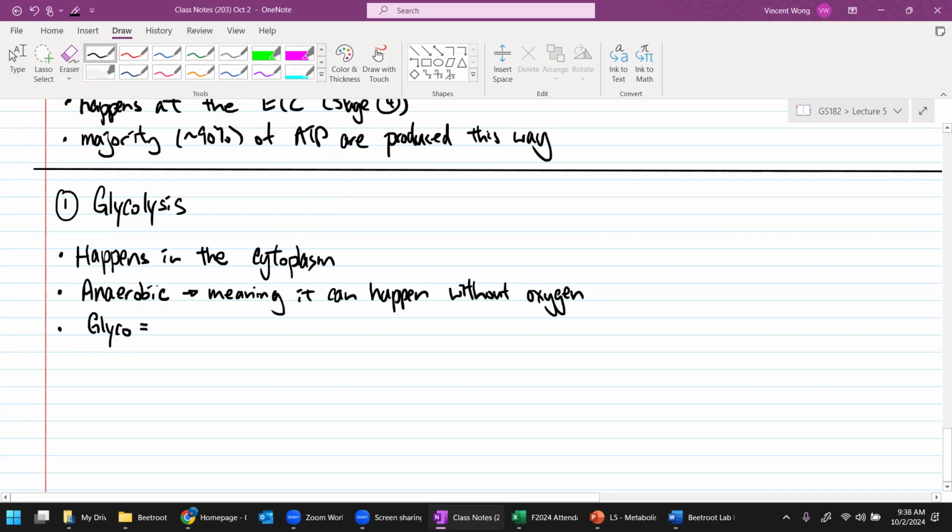Now we can split the word into two parts. Glyco means sugar or glucose in this case. Does anybody remember what lysis means? We learned this last week. To break, exactly. So if you put two parts together, glycolysis is basically to break glucose. Okay.